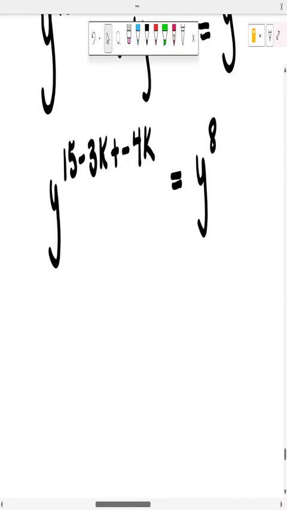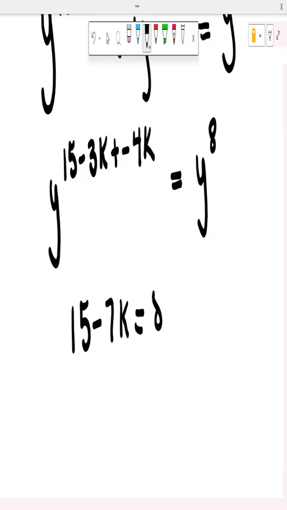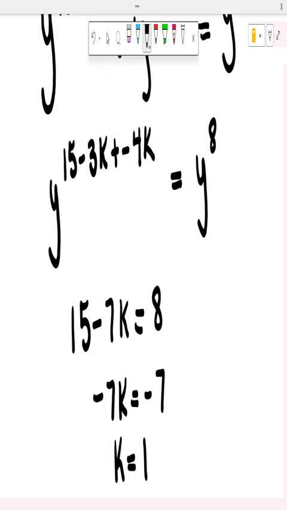So now we can say 15 minus 7k equals 8. Minus 7k equals negative 7. All right, so bring the 15 over, it becomes a negative. Divide both sides by negative 7. K equals 1.